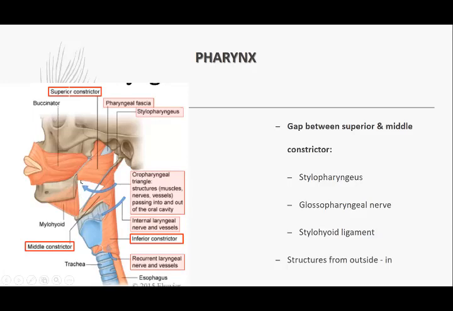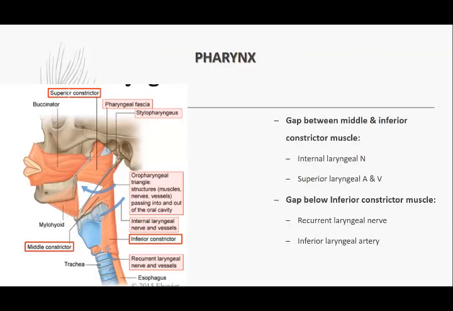The structures that pass through the gap between the superior and the middle constrictor are stylopharyngeus, the glossopharyngeal nerve, and the stylohyoid ligament. All these structures start from the outside and enter the inside. Namely, once again, the stylopharyngeus muscle, the ninth cranial nerve, which is the glossopharyngeal nerve, plus the stylohyoid ligament. They all go from outside to the interior of the pharynx, passing through this gap.